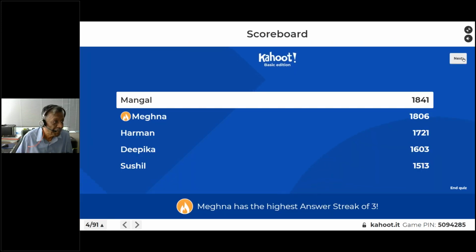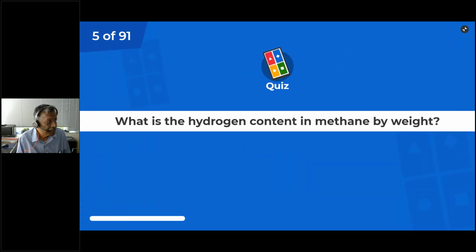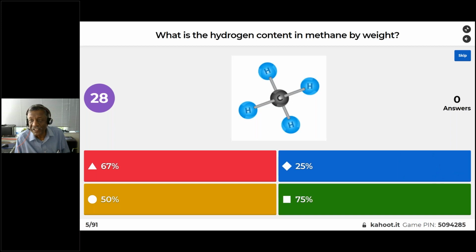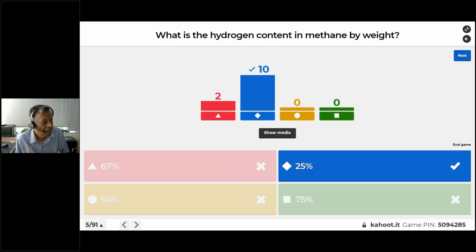So let's talk about the next thing. Now we are talking about steam methane reforming, right? So let's see how much hydrogen is present in methane by weight. We want to extract hydrogen from methane. Is it 70%? Is it 50, 25? I believe most of you will get it right. Well, almost all of you got it correct. It's 25%. So 25% of methane is actually hydrogen, and 75% is carbon.